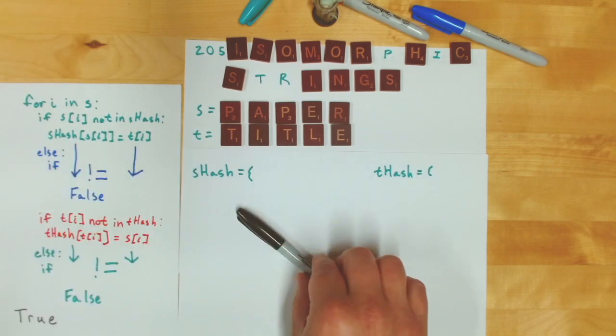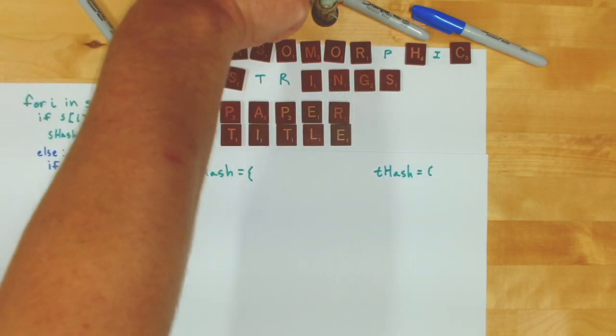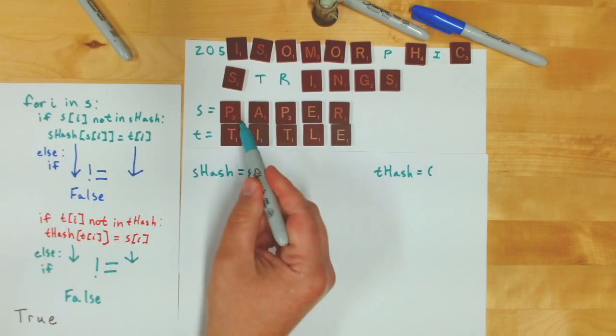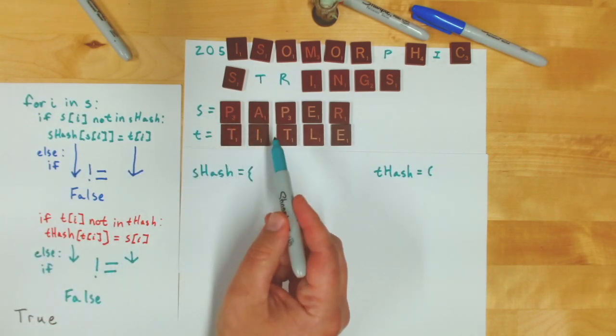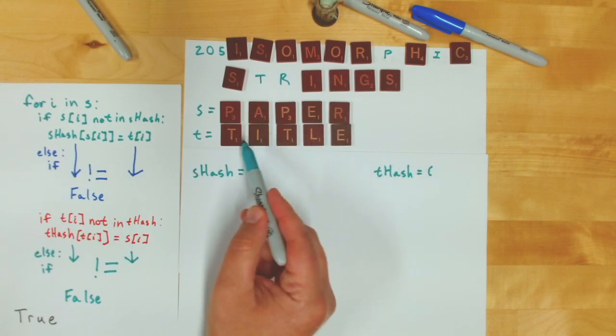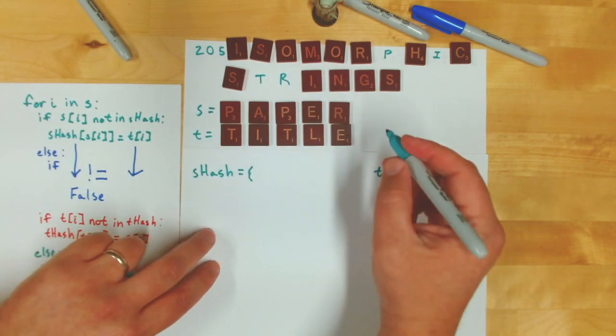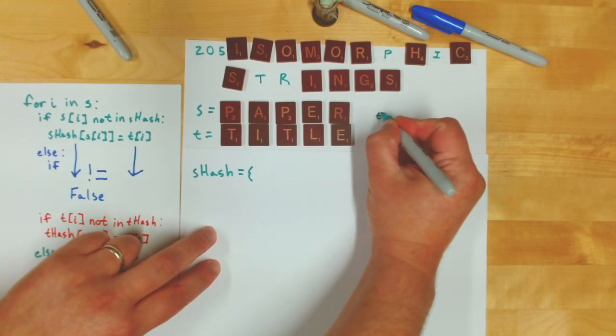Let's go ahead and walk through our algorithm with my brand new teal Sharpie. This should make things a lot easier for everyone. So let's check our characters. We have two strings, S and T. S is paper, and T is title. So we're going to go through each index, and I'm going to put a little I over here to keep track of that.